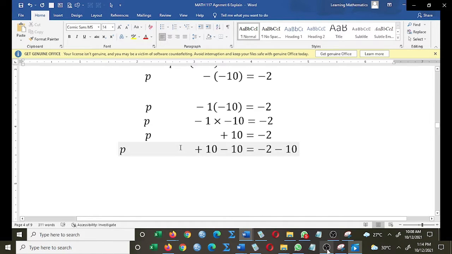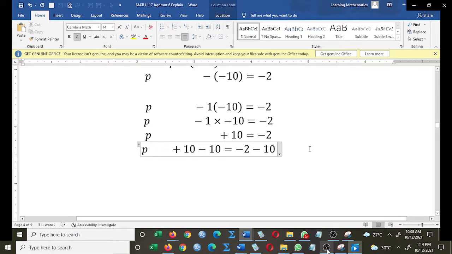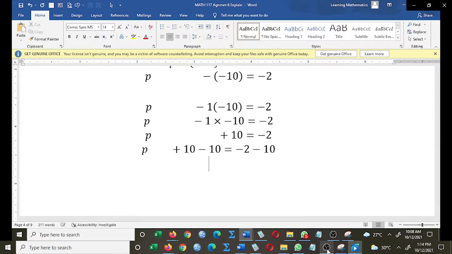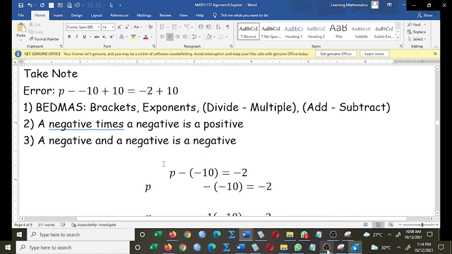So basically now you can put your minus 10 on both sides, and then the 10 cancels out, so you are left with p is equal to negative 12. And why is p equal to negative 12? What in these 3 points causes us to have a negative 12?